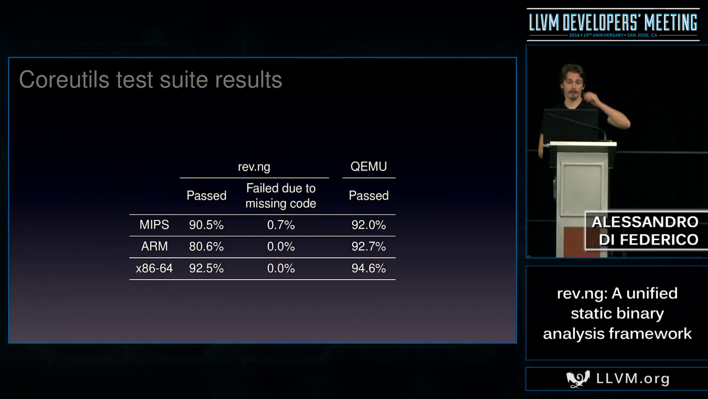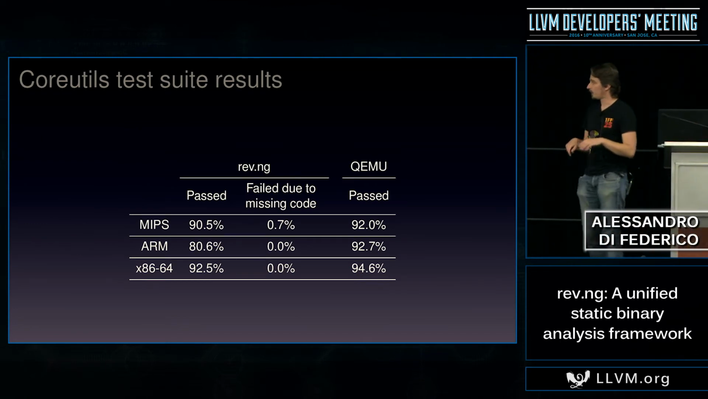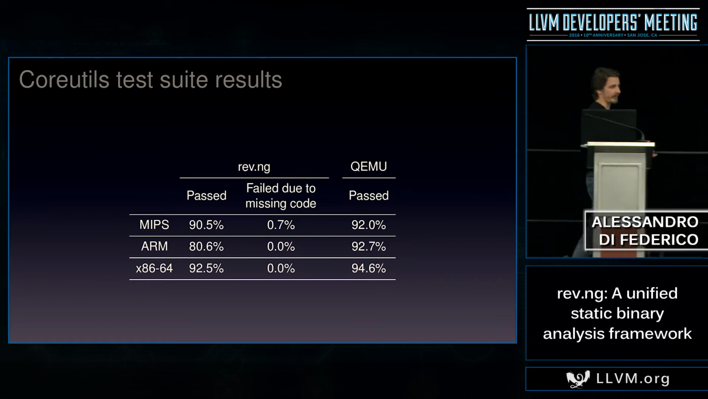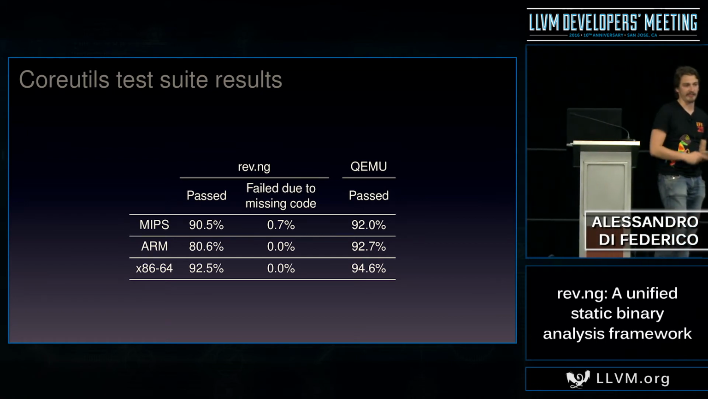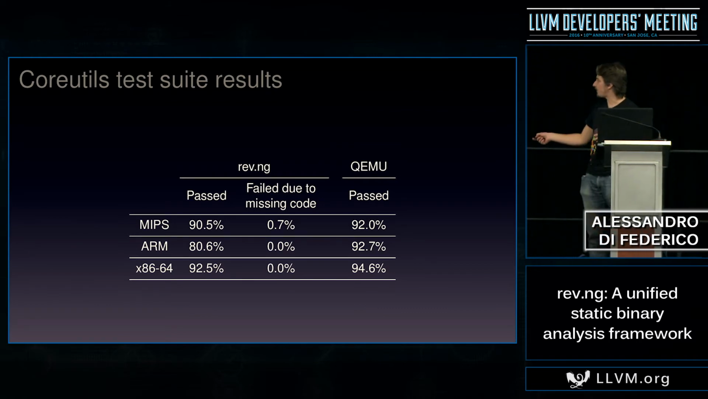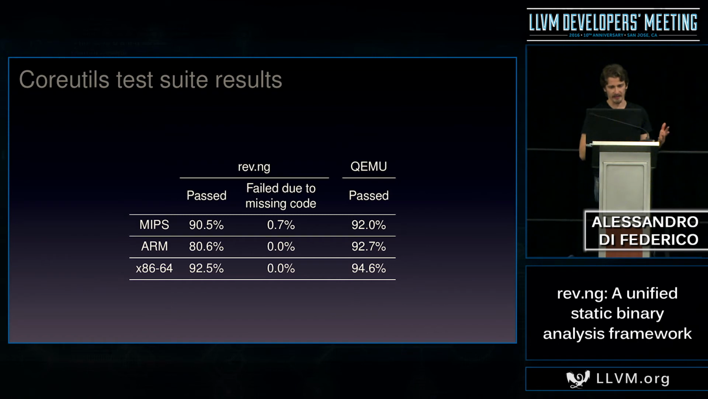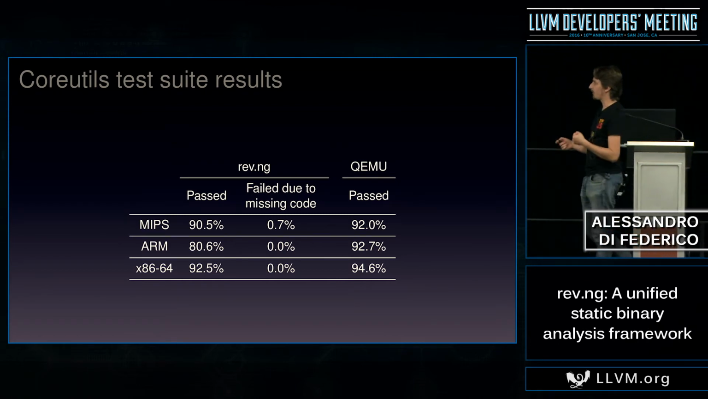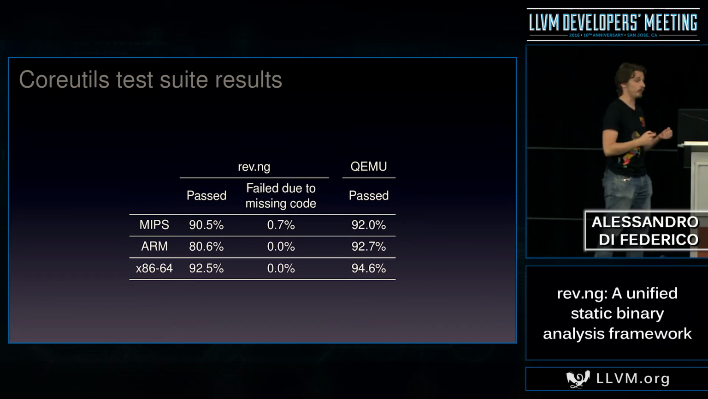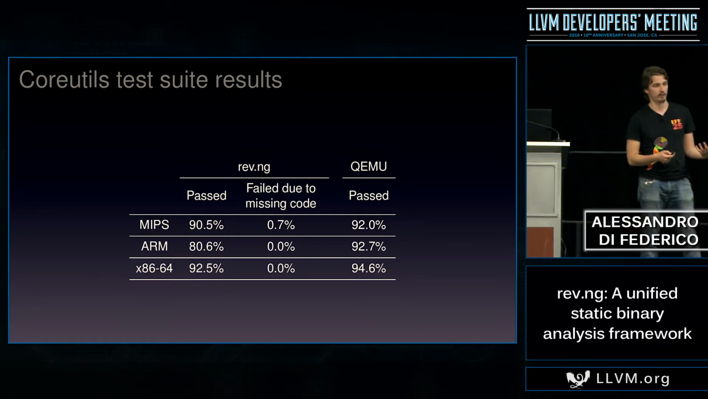OK, let's see some results. To assess the goodness of our work, we compile coreutils for the three architectures we support, ARM, MIPS, and x86-64, and we run the test suite. As you can see, we can pass most of the tests, between 80 and 90% of them. But the key thing here is the amount of tests that are failing due to missing code, to code that has not been translated.